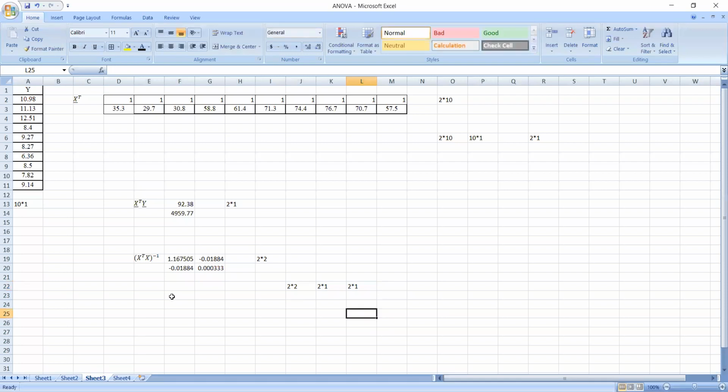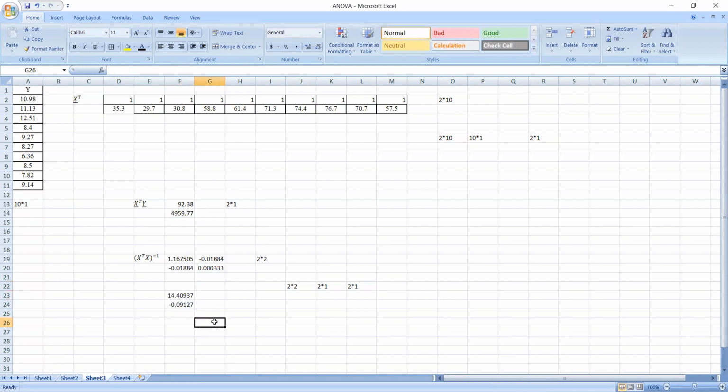So what I'm going to do is select a 2 into 1 matrix. And in the function bar, matrix multiplication, my first matrix is the inverse of X transpose X. I'm going to select that. And the second matrix is X transpose Y. I'm going to select that, close the brackets, Control Shift Enter.